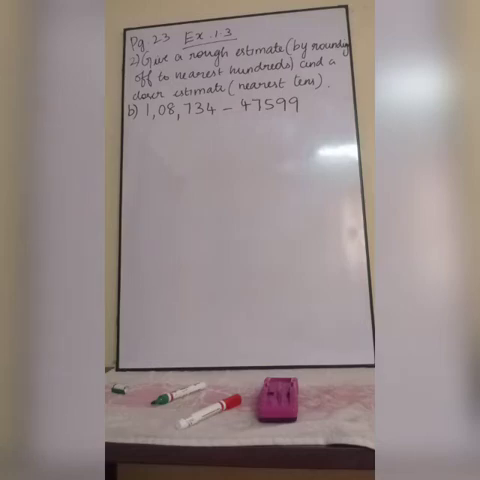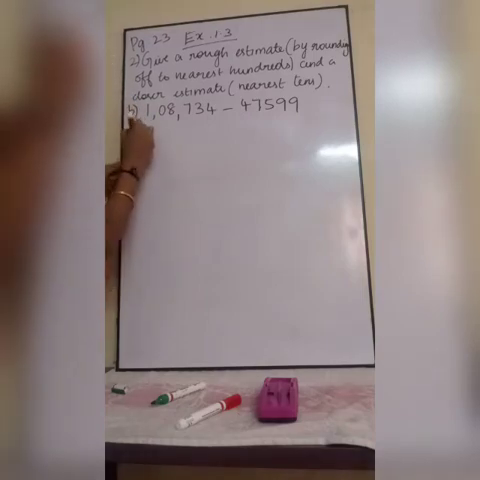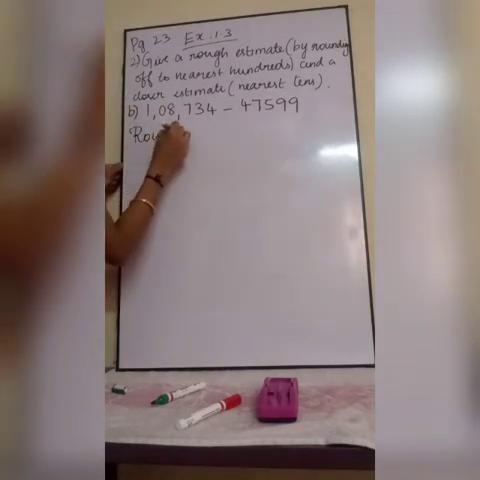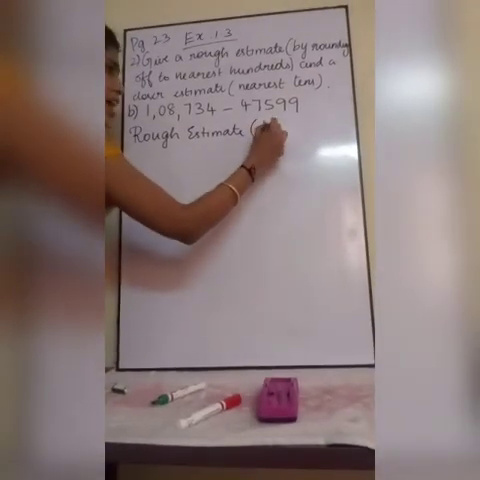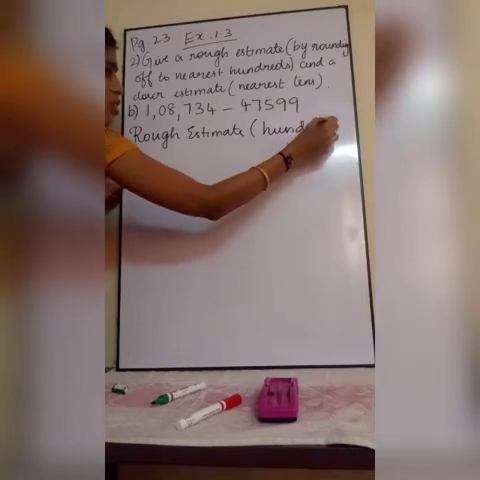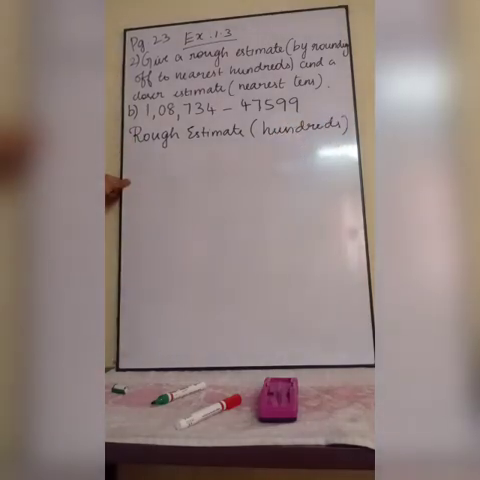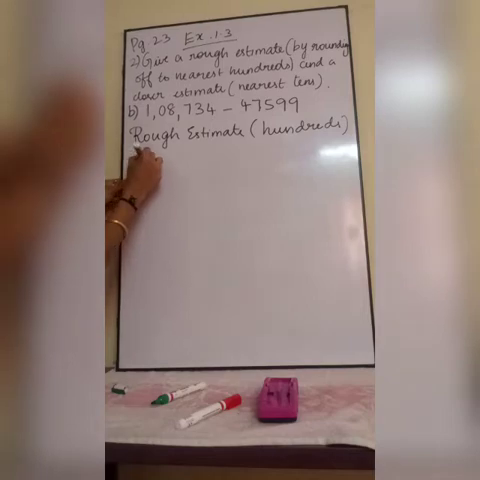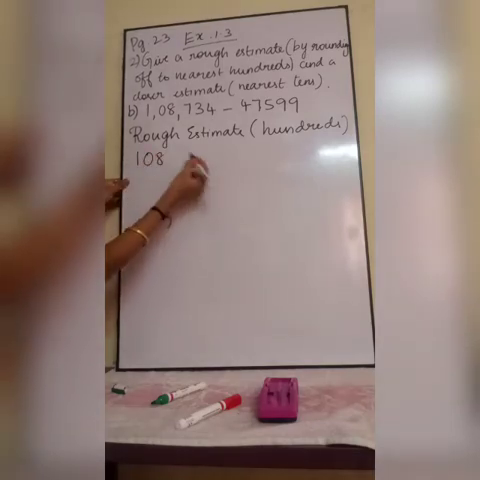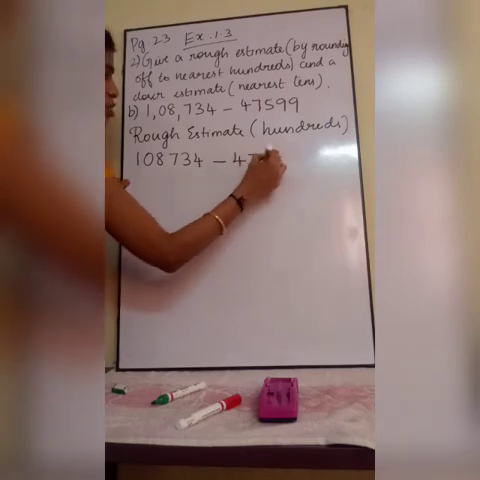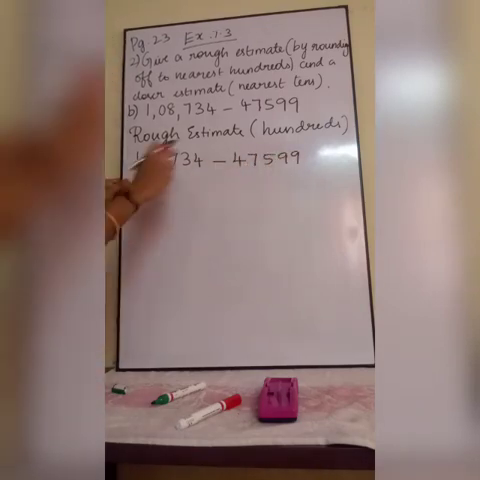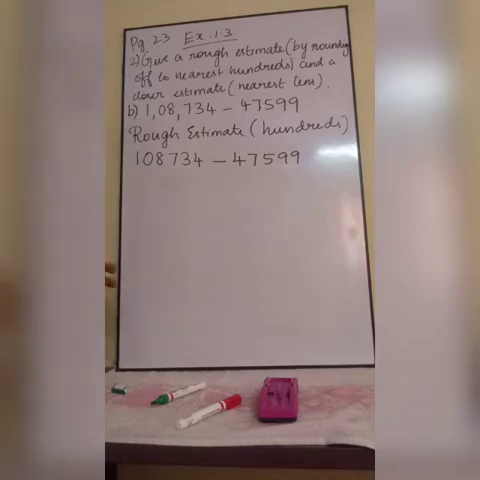Here also we are going to find rough estimate and closer estimate. So first is our rough estimate. Rough estimate means what you will do? You will round off to nearest hundreds. Rough estimate means hundreds. So now 1,08,734 minus 47,599. This you are going to round off to nearest hundreds.